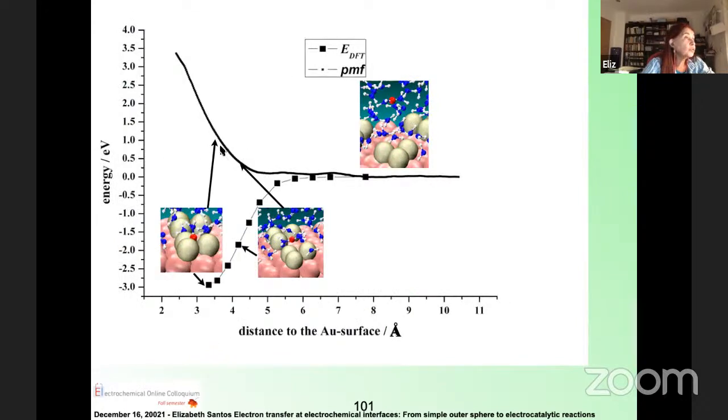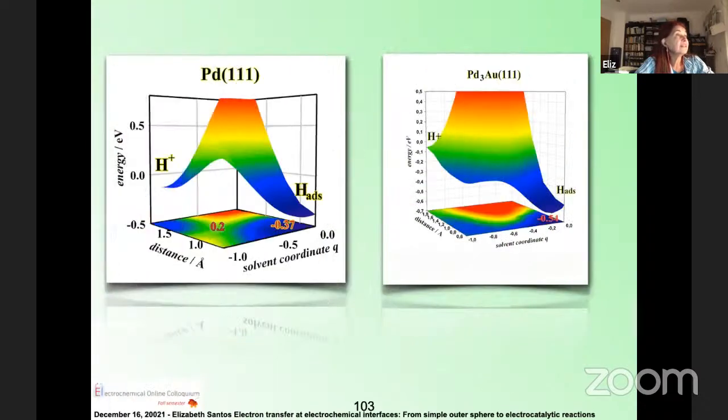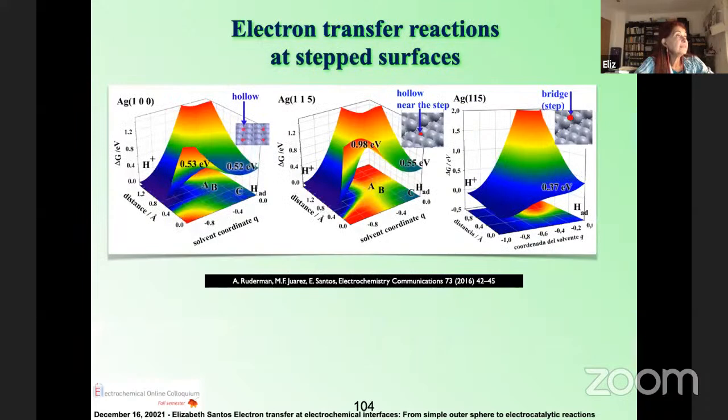The loss of solvation shell is less, and then the energy is again more. And this is the other one: if we compare the cluster with 3 palladium atoms with the surface of palladium, here the activation energy is much lower. The same occurs when we have stepped surfaces.